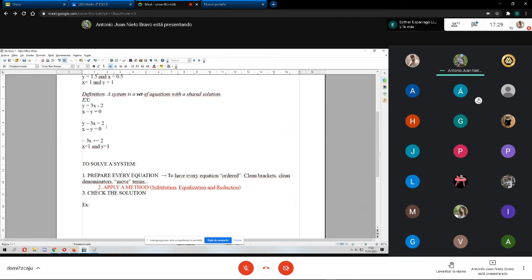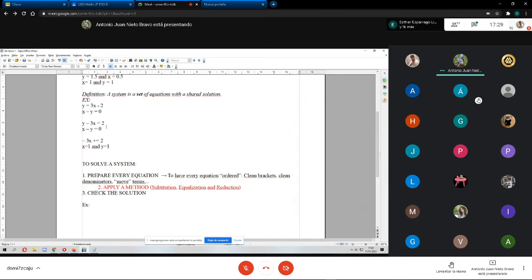Let's solve the system using substitution. So we have this system. We have done the first step and we have prepared the system. This is my system. So what I'm going to do now is to select the unknown to isolate. Usually better is positive and no coefficient. This is the best thing you can do to select the unknown to isolate.